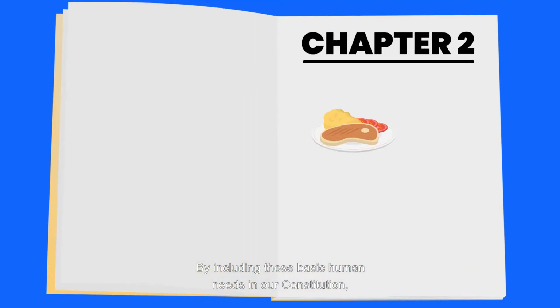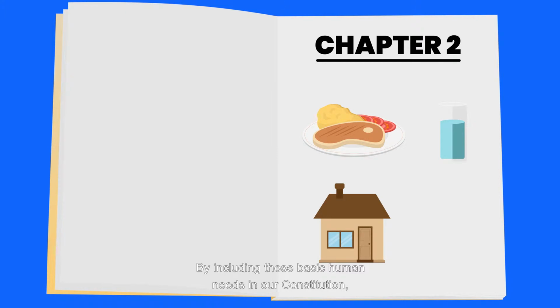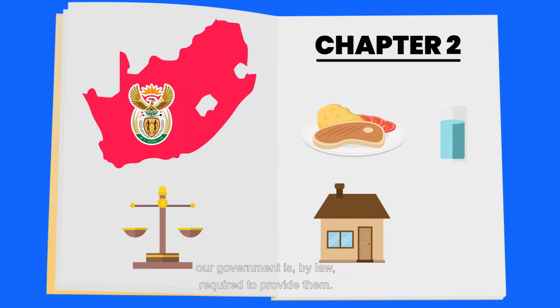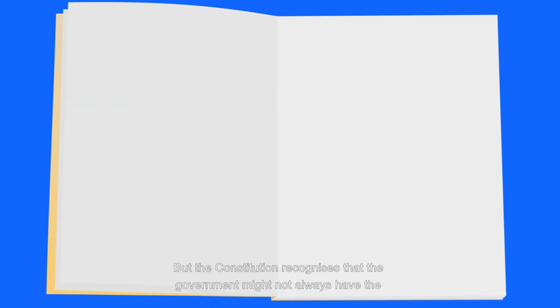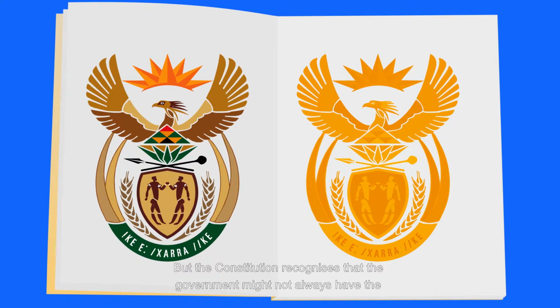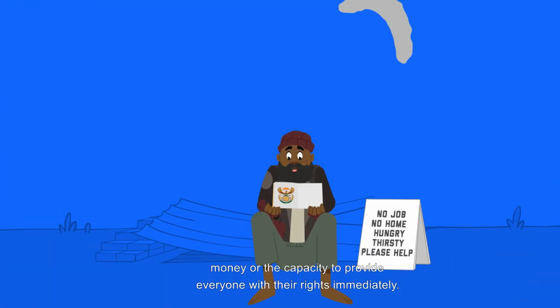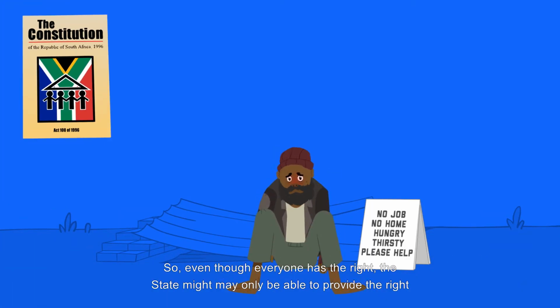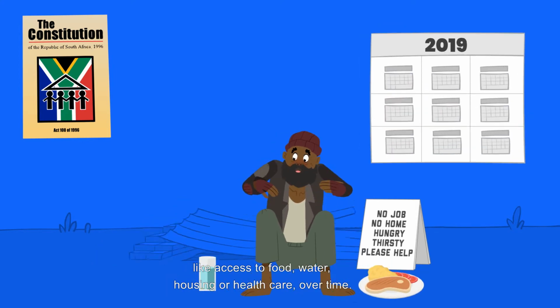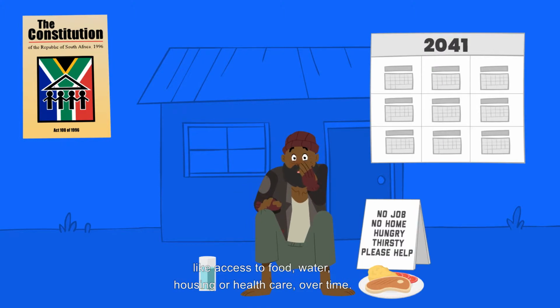By including these basic human needs in our Constitution, our government is by law required to provide them. But the Constitution recognizes that the government might not always have the money or the capacity to provide everyone with their rights immediately. So even though everyone has the right, the state may only be able to provide the right, like access to food, water, housing, or healthcare, over time.